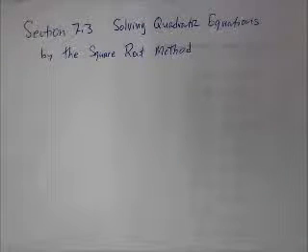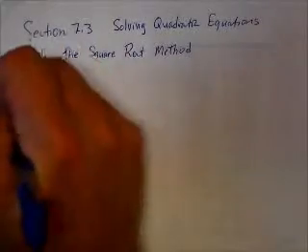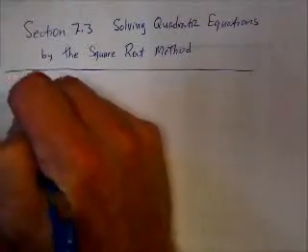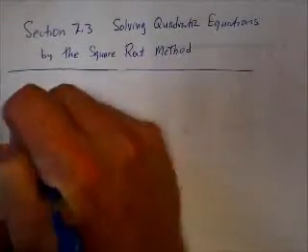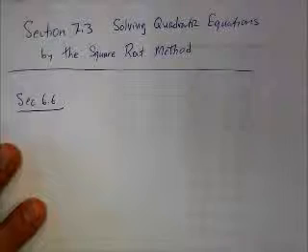Section 7.3 is solving quadratic equations by the square root method. Back in section 6.6, we learned how to solve quadratic equations.